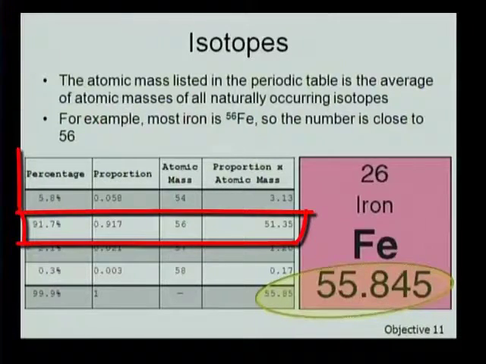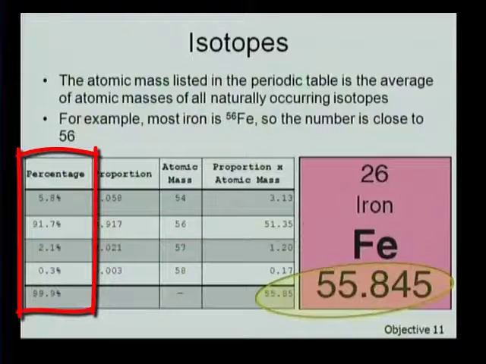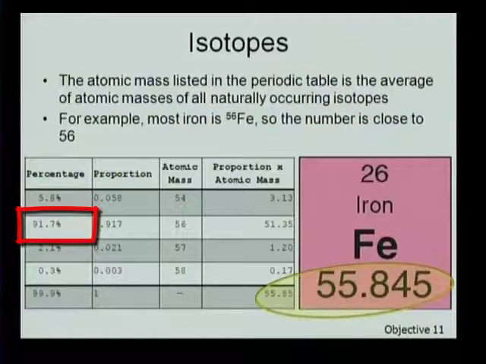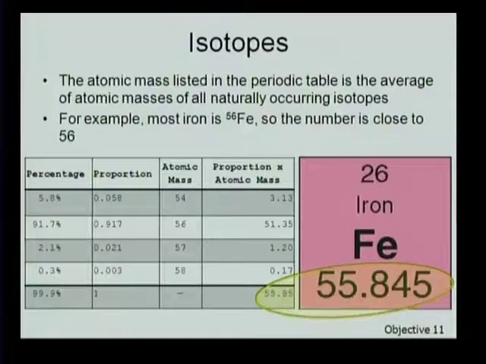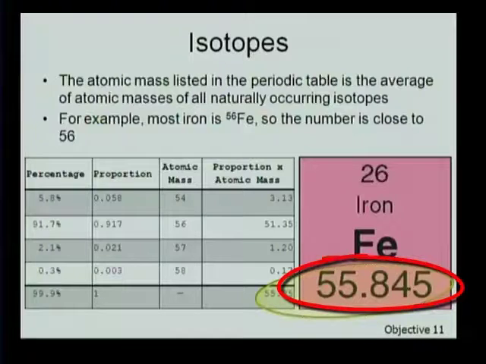We look down the left side of the table and it shows the percentages of each atomic mass. Turns out 91.7% of the iron in the universe, or at least on Earth, is atomic mass 56, and so that jives with what we know already because the average atomic mass of iron is close to 56.